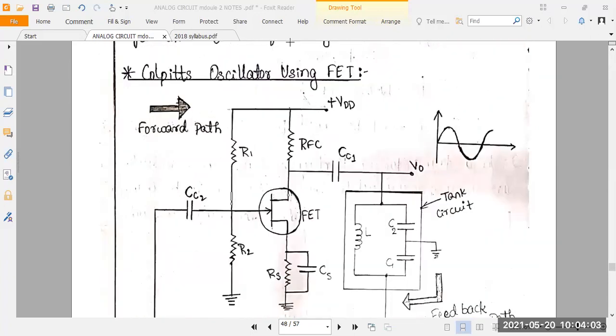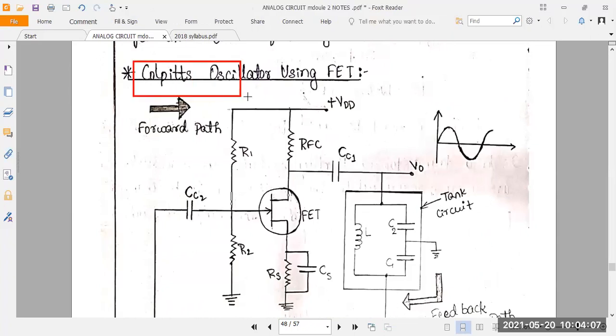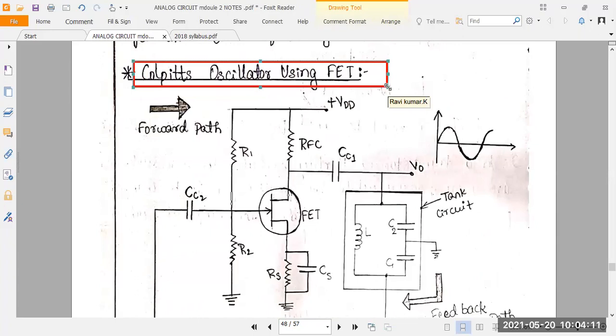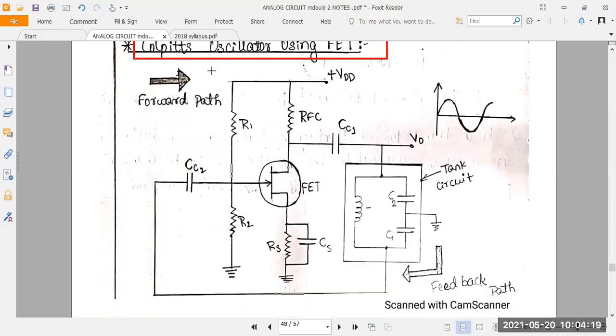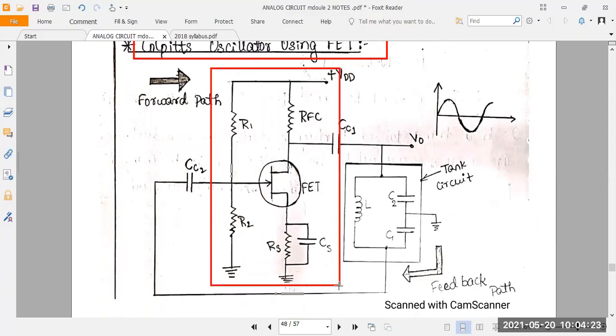Okay. Next, let's take the Colpitts oscillator. The next one is one more oscillator in the tuned oscillator, or LC oscillator. That is the Colpitts oscillator. Here you take the same amplifier diagram that you took in Hartley.